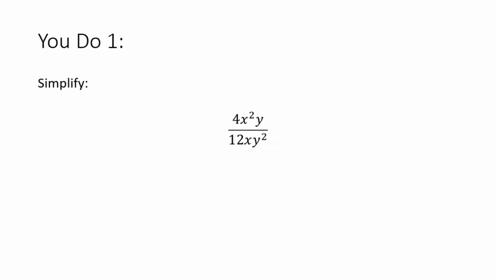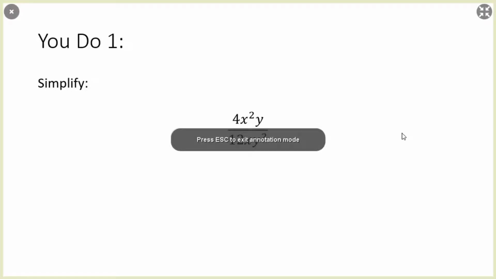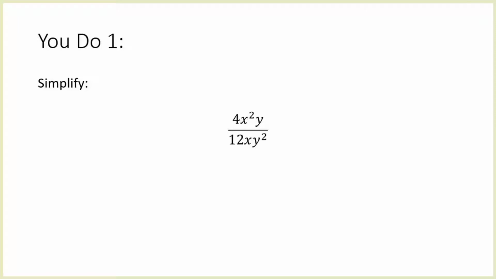Now that you've tried it on your own, let's do it together. So I have 4x squared y. Let's see, looks like I can take a 4 out of the top and the bottom. Looks like I can take an x out of the top and the bottom. Looks like I can take a y out of the top and the bottom. And I'll be left with 3y on the bottom. And 1 times x is just x on the top.